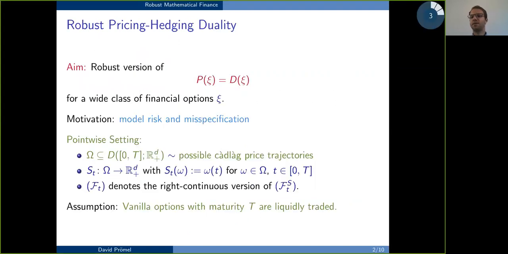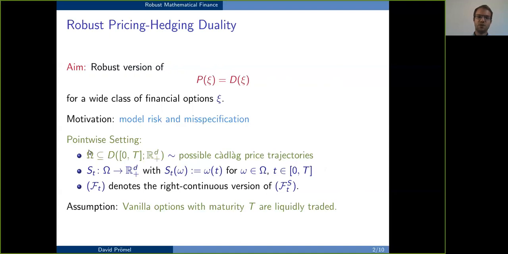And now over the past 20 years, there was a lot of research going on to understand these fundamental results in a robust way in order to include model risk or model misspecification. And today I would like to try to understand this pricing-hedging duality in a pointwise model-free setting.